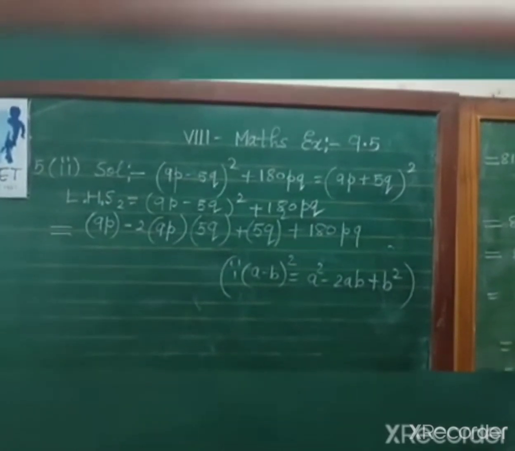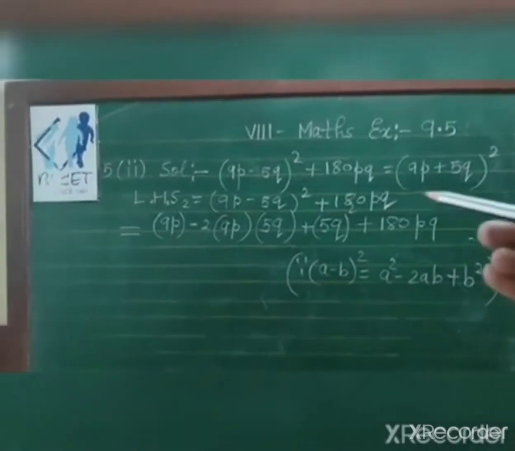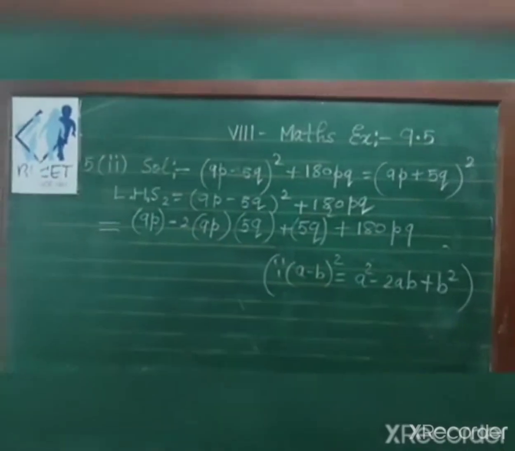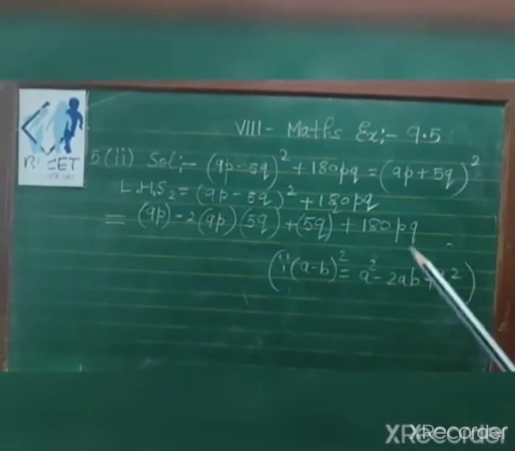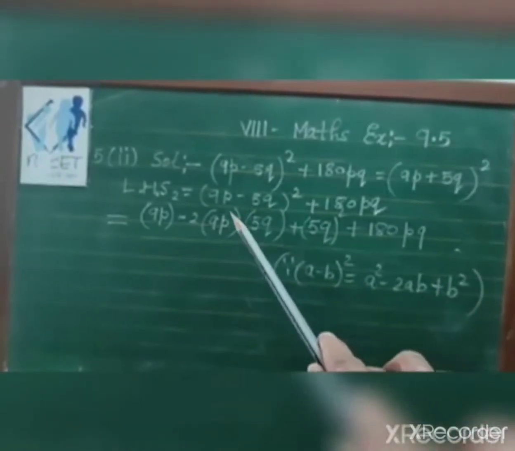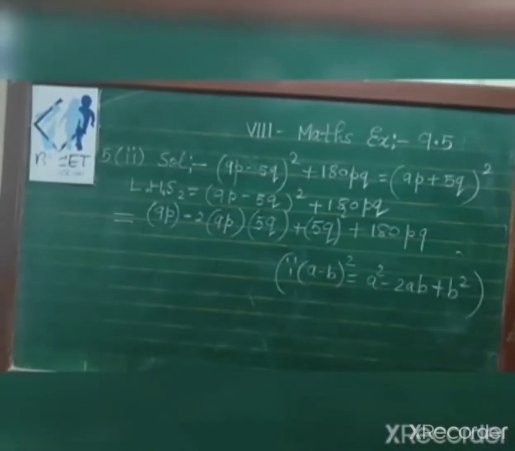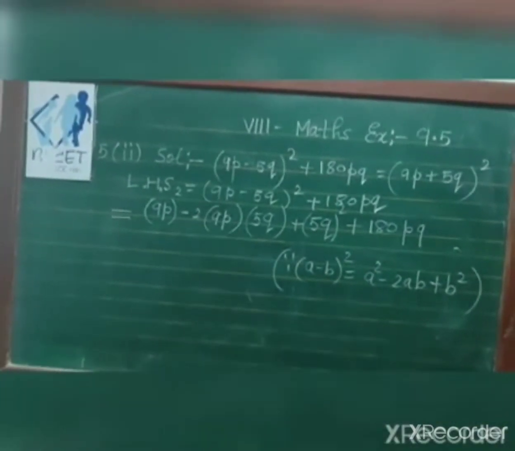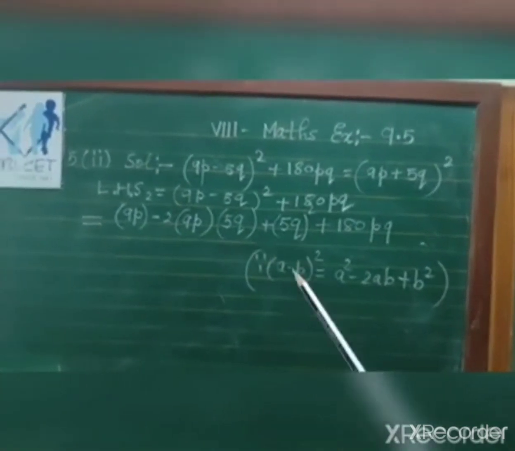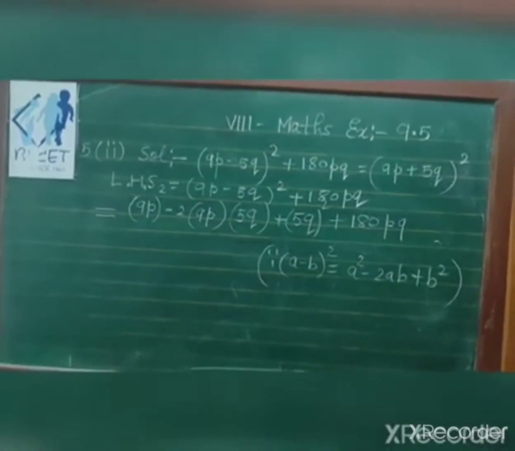Okay, so LHS, we are taking LHS, 9p minus 5q whole square plus 180pq. We will apply the a minus b whole square formula. a minus b whole square is equal to a square minus 2ab plus b square. So first term square minus 2 into first term into second term plus second term whole square plus 180pq. 9p whole square, that means 81p square, minus 2, 9s are 18, 5s are 90pq, plus 5q whole square, that means 25q square, plus 180pq.